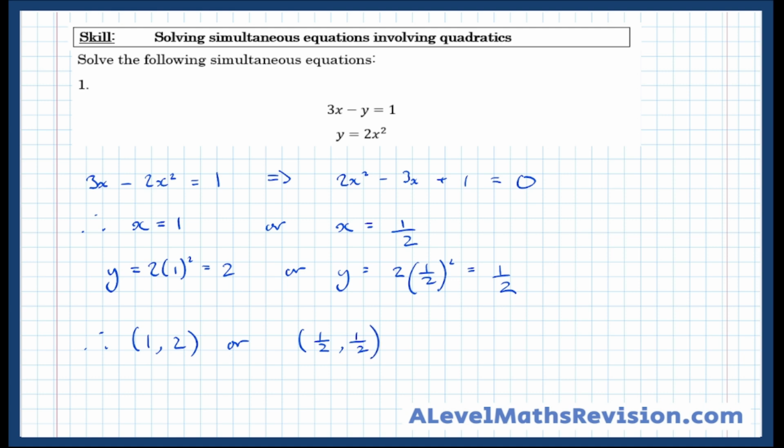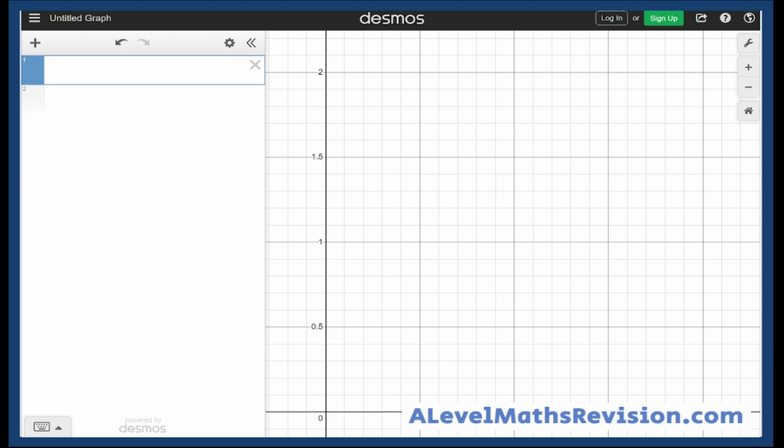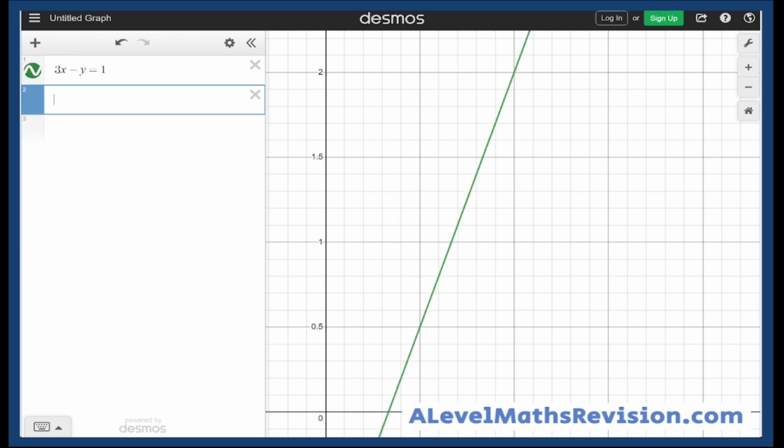And let's have a look actually at what these solutions mean in a practical context. So I'm going to have a look at Desmos now. So now plotting on the same axes the set of two equations that we've just solved simultaneously. We had 3x minus y equals 1, and we were plotting that alongside y equals 2x squared, like that. So we can see we've got two curves there, which meet in two places.